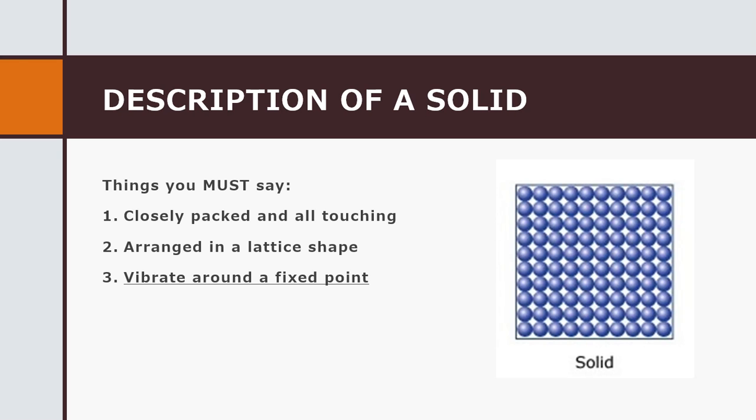When describing a solid, there are 3 points you must always include. These are: 1. That they are closely packed and all touching. 2. That they are arranged in a crisscross pattern known as a lattice. And 3. That they vibrate around a fixed point. If you include all three of these points on density, arrangement and movement, you will likely get 3 marks out of 3.